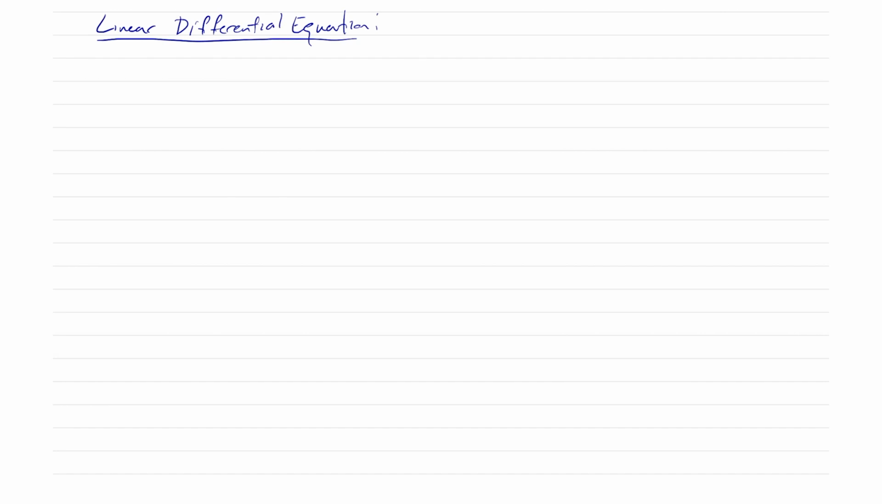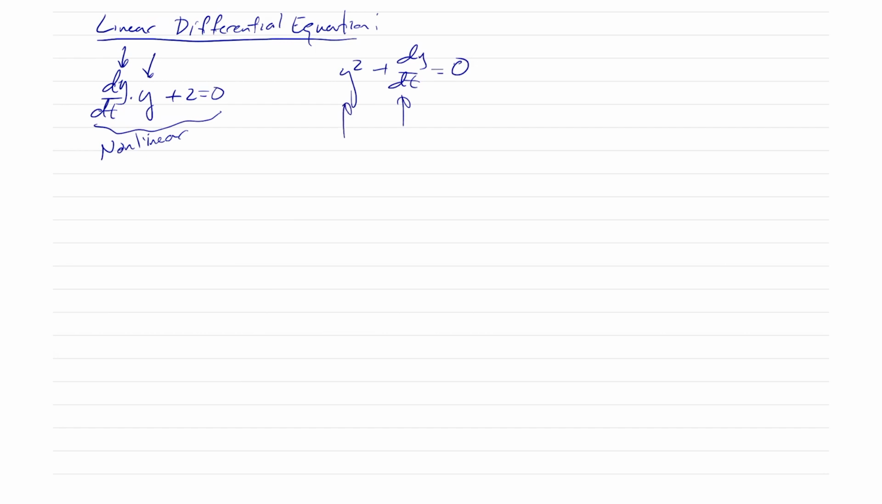And so, for instance, say dy/dt times y plus 2 is equal to 0. This is what we call nonlinear. And the reason why is because we have a y multiplied by another y. Even though this is the derivative of y, that sort of counts. And so, for instance, y squared plus dy/dt is equal to, say, 0. While this term is a linear term, this term is a quadratic, so this is, again, nonlinear.